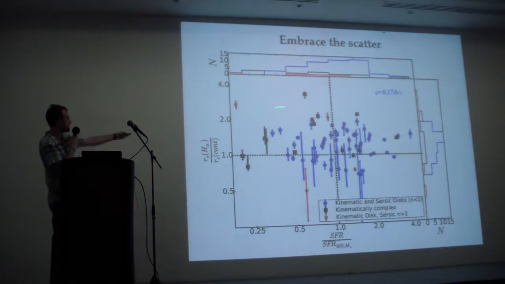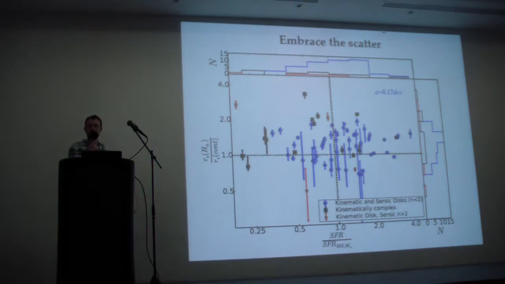So now I'm no longer keying by environment, I'm keying by disk type. The blue points are not only well fit by an exponential in H-alpha, but kinematically they have every signature of a normal relaxed disk at high redshift. The black ones are kinematically complex. The red ones have a continuum surface profile with an n greater than 2. If you remove those, you get a tiny scatter with a sigma of 0.17 dex, which is nonetheless still significantly more than our measurement errors.